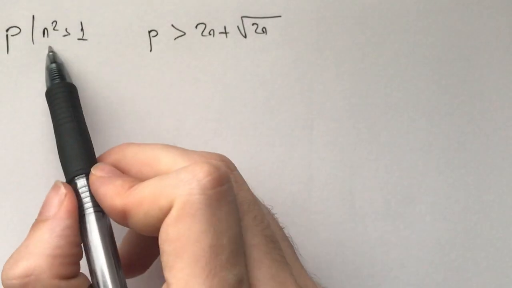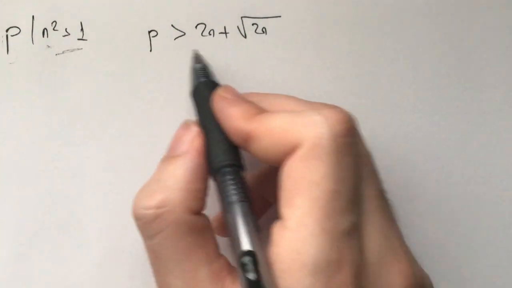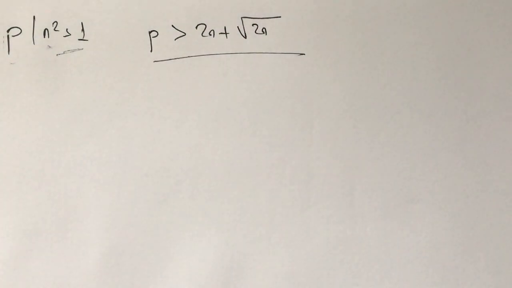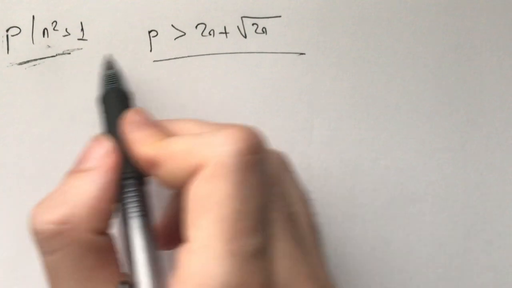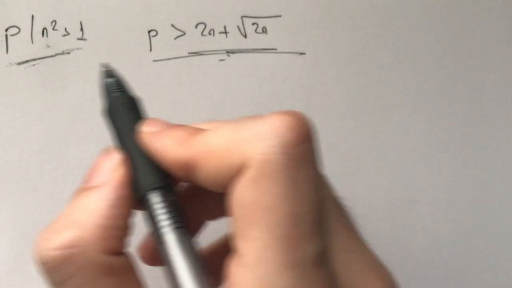So we must show that there are infinitely many n such that if p divides n squared plus 1, then p is greater than this. So, that it actually has a prime divisor that's greater than this. That's what we need to prove. And think about, what does this mean?